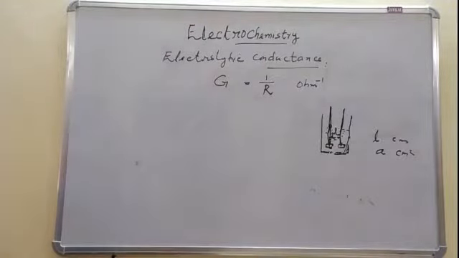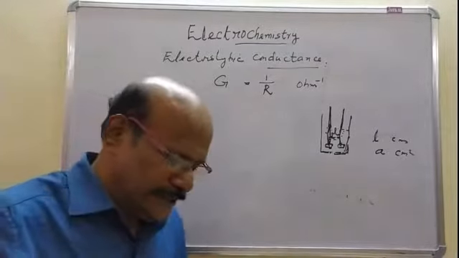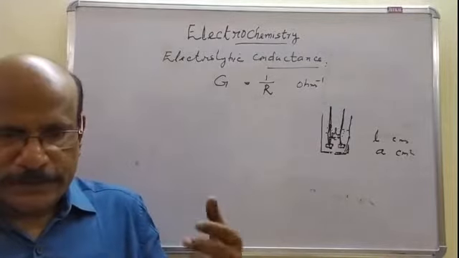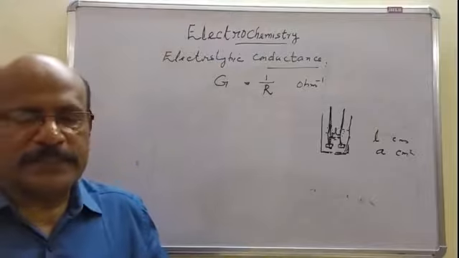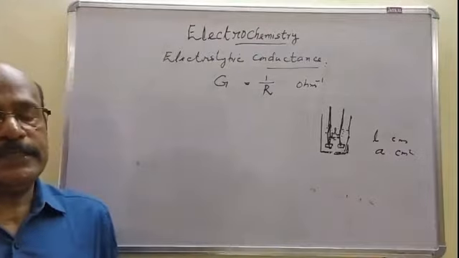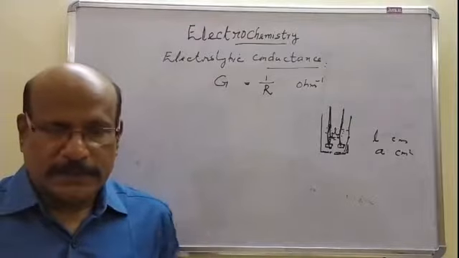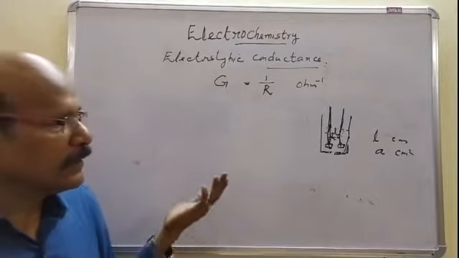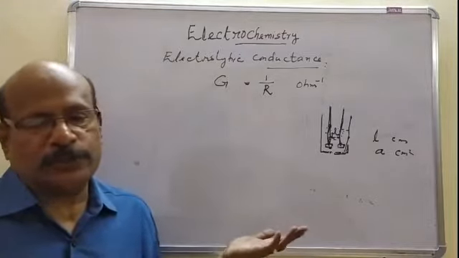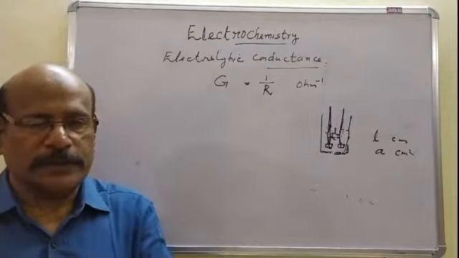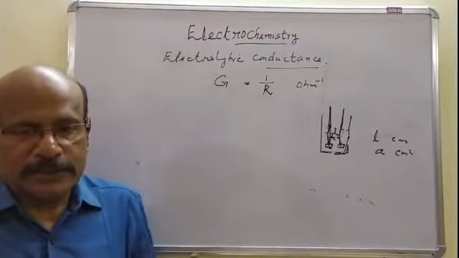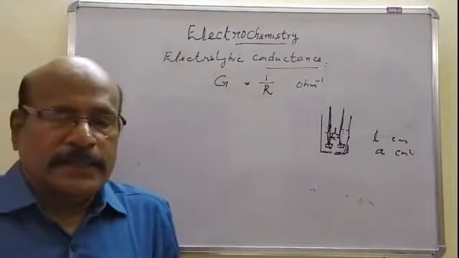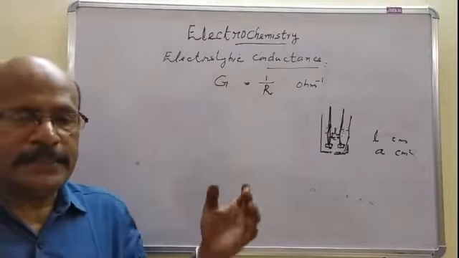So, the conductance of an electrolytic solution arises from the movement of all the ions produced by the electrolyte solution at a given concentration. That is also very important. So the conductance of an electrolyte in the solution is due to all the ions furnished by a given concentration of the electrolyte in a solution.